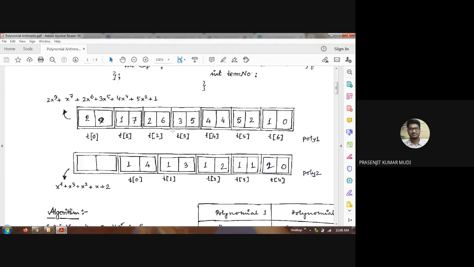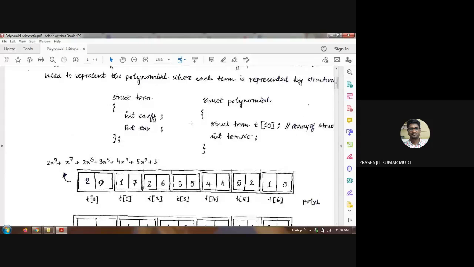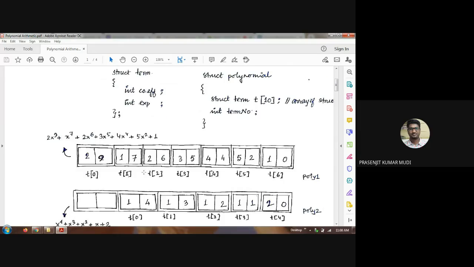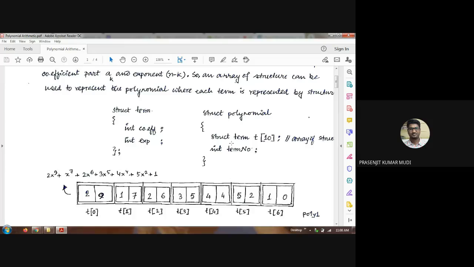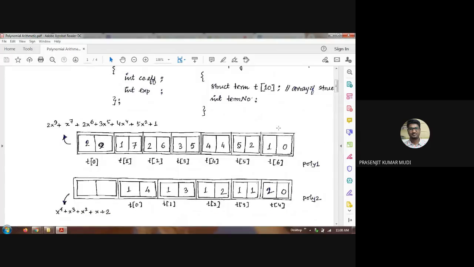Okay, so you got the visualization of how it will look. Now we have considered a structure to represent a single term of a polynomial, and you need several structures of similar type, because they are terms, so their definition is the same. So what you require is an array of structures. An array of structures means an array whose elements are structures. And what are the structures? Terms.